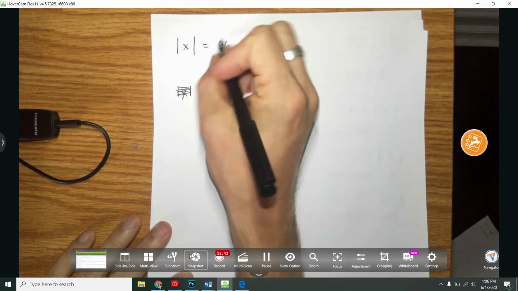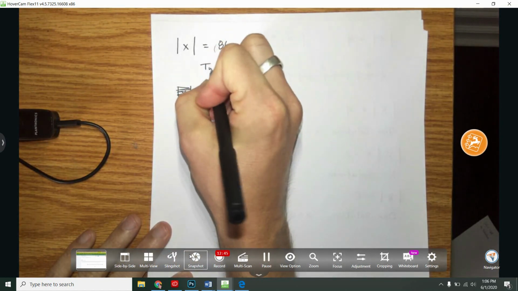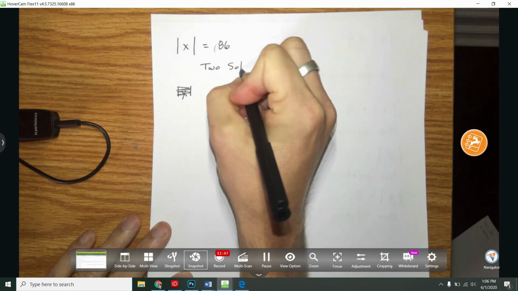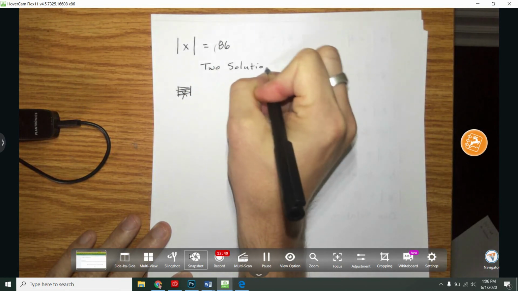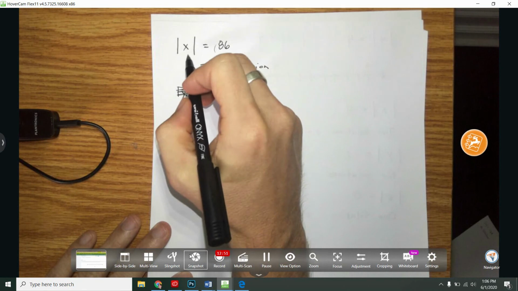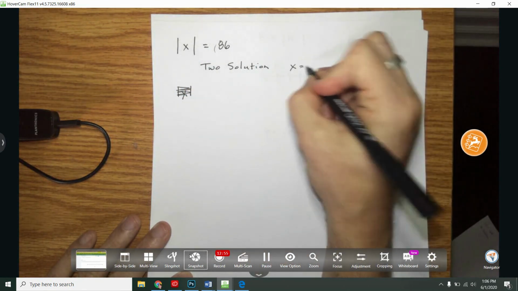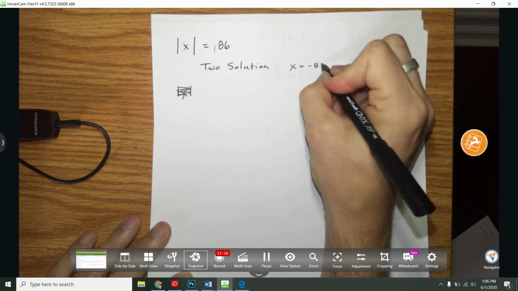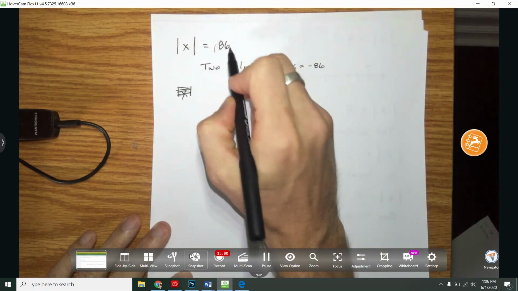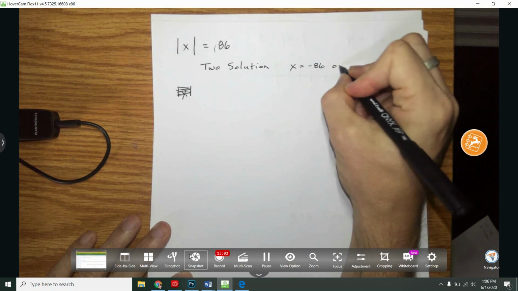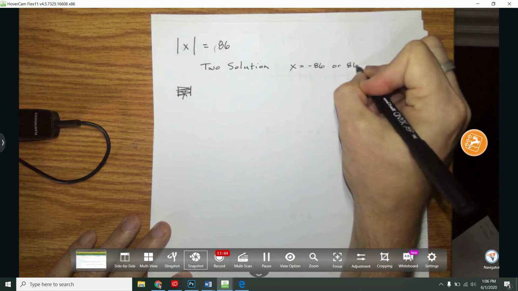Keep that in mind. We were trying to figure out what the absolute value of x is that equals 86. So because this is positive, this has two solutions. And those two solutions are just the negative and the positive version of this number. So x could equal -86, which if we plugged it in there, it would give us that positive, or it could be positive 86.